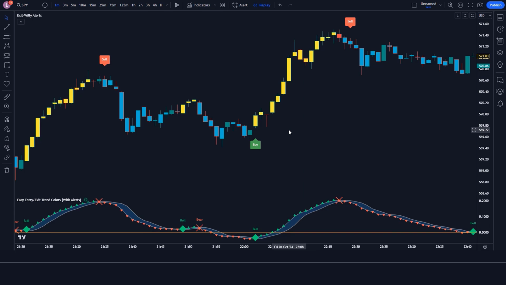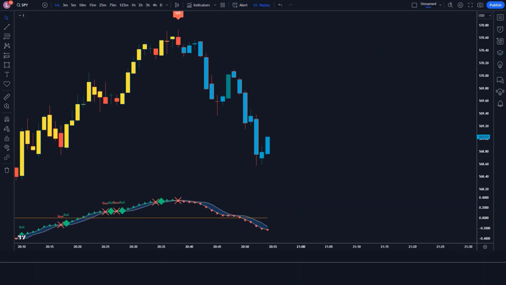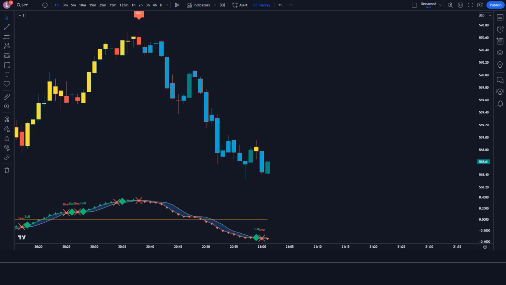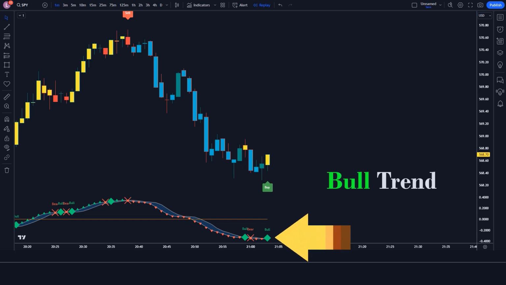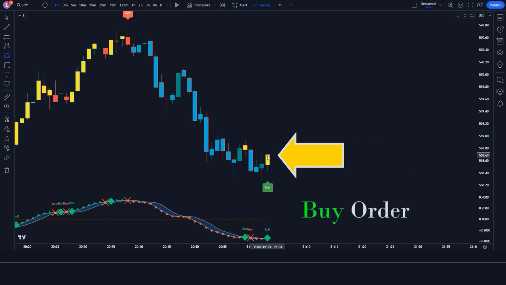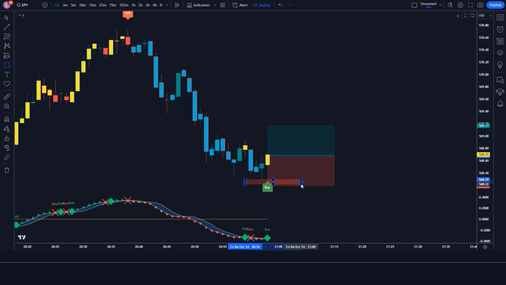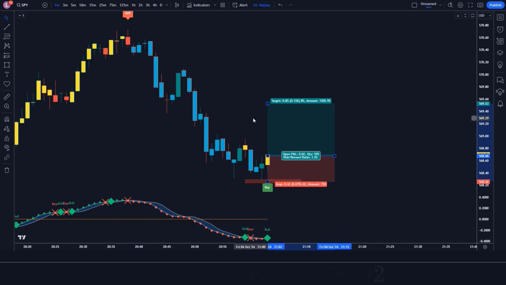Let's see how we use these trading setups. When the Exit Willy Alerts indicator gives us a buy signal, when the Easy Entry/Exit trend should be bull trend, and when the market forms a bullish candle, if this condition is fulfilled, then we will place a buy order. Our stop loss is to be placed at the previous low of the market. And the risk to reward ratio will be 1:2.